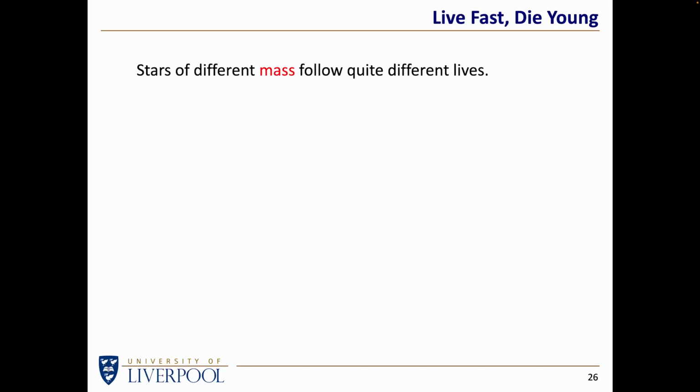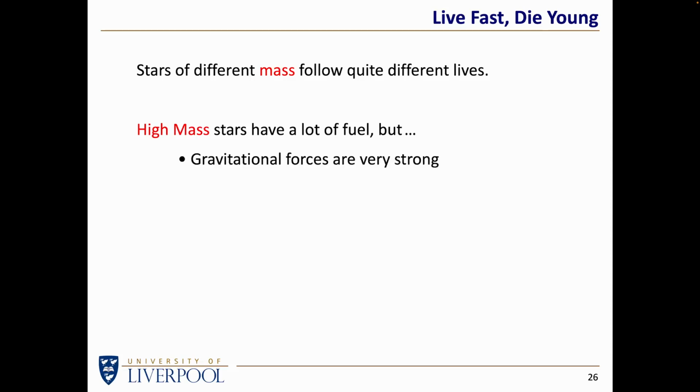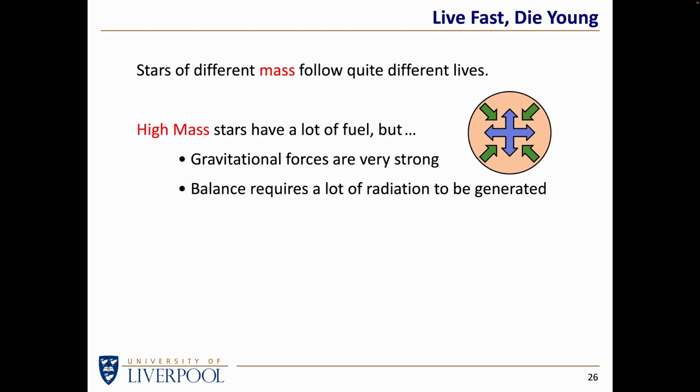So what happens to different stars will depend on their mass. At least the mass is the principal factor that determines the lifestyle of a star. High mass stars, meaning stars significantly more massive than our sun, you might think that they have a lot of fuel because they're very massive, so surely that means they live a long time. Well, actually, it's counterintuitive. Because the gravitational forces are so strong in high mass stars, the balance requires a lot of radiation to be generated in the core in order to withstand the large pull of gravity. And that means the nuclear fuel must be used up at a really fast rate in order to balance gravity.